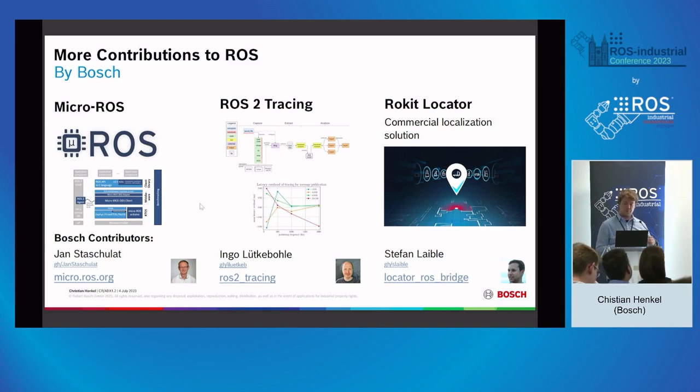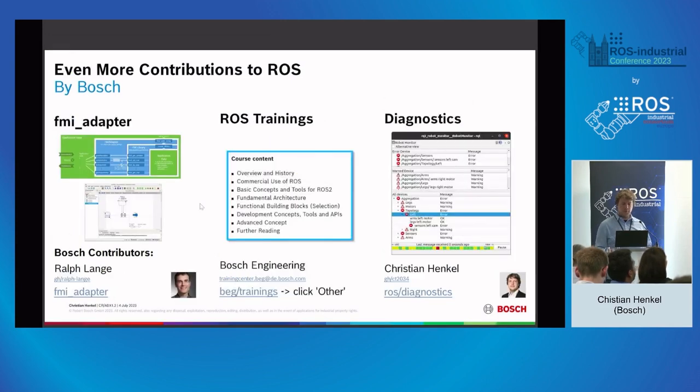On the very right side, you can see the Rocket Locator, which is actually a commercial product by Rexroth, the same company that did this Control X platform that Dennis is using. It's a commercial localization tool, and my colleague Stefan is doing the ROS bridge for that, because it is in itself also ROS agnostic, and with this ROS bridge you can use it as a drop-in replacement for your other localizations. And then I have three more, first the FMI adapter.